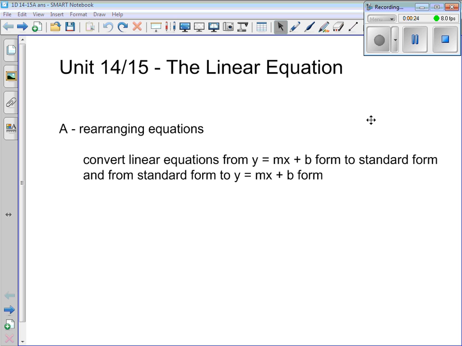So we want to be able to convert from y equals mx plus b form to standard form, and from standard form to y equals mx plus b form. Now, y equals mx plus b form is the form that we have already encountered, and we used that a lot in Unit 1213. This is often called slope-intercept form.